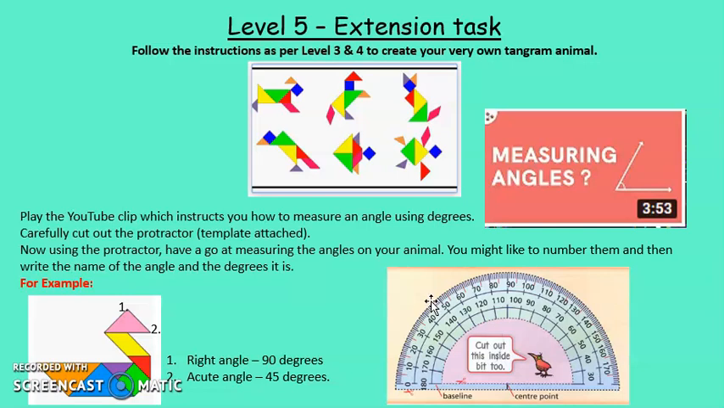Now don't forget, your protractor is also attached as a template for you to print and for you to cut out. If you haven't got a printer, then you might just like to estimate your angles on your animal by looking at the protractors here. You can also open up the template and have a look a bit closer at the protractor and the degrees and how to use it, and it might help you make some really good estimations. So have a bit of fun with that.